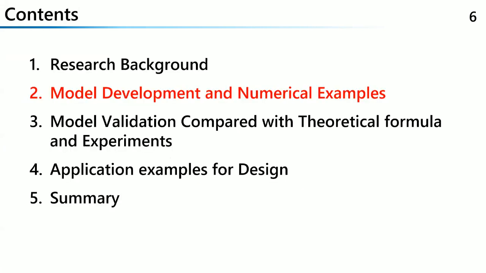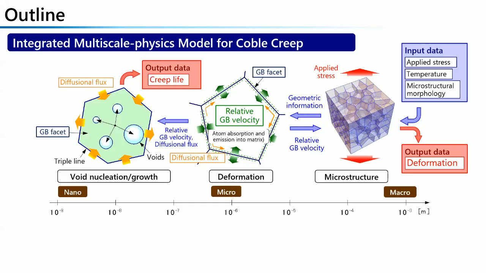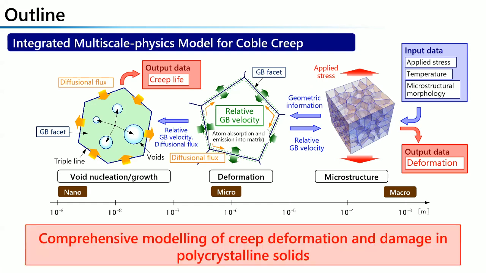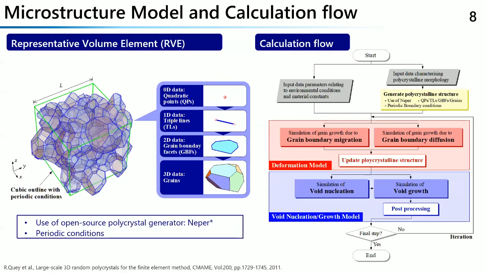Then I will show you the model development and numerical example. And this slide shows the outline of the developed model. We developed a model by integrating three sub-models: microstructure, deformation, and void nucleation and growth. So it's a comprehensive modeling approach of creep deformation and damage in polycrystalline solids. I will show you the respective sub-models in the following slides.